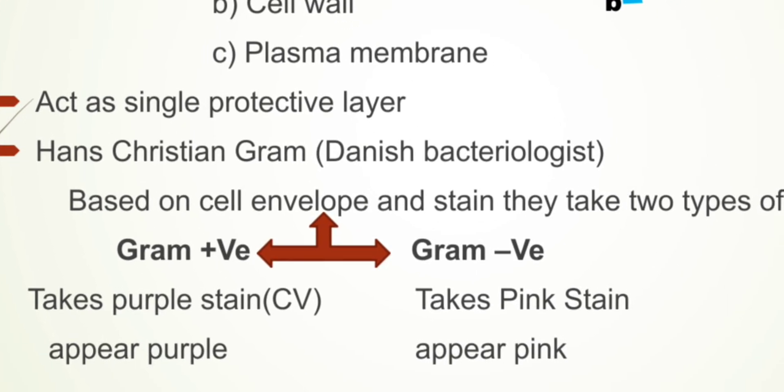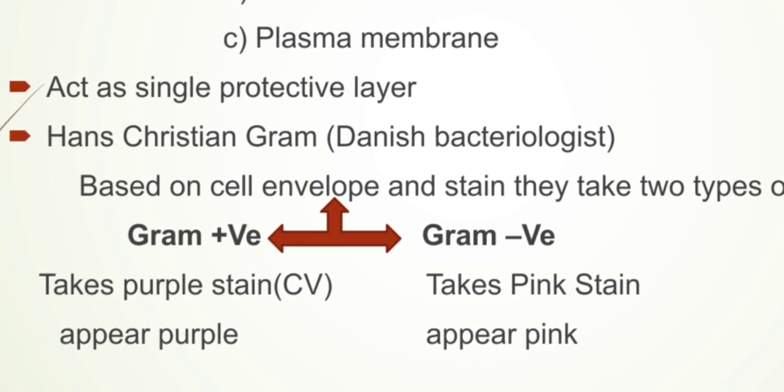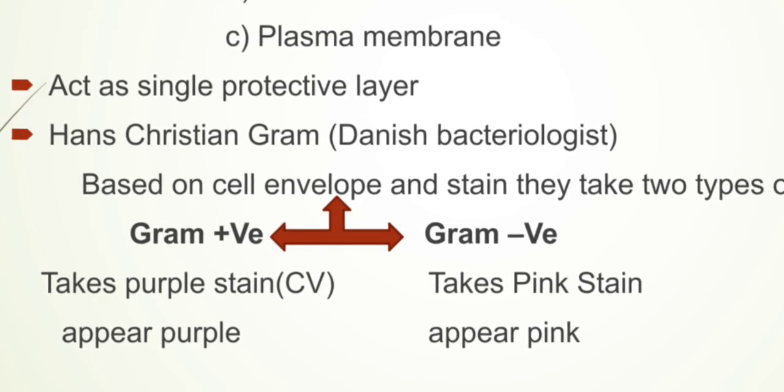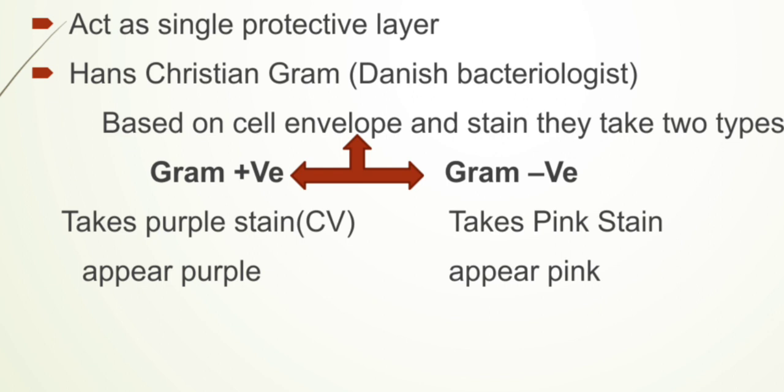Hans Christian Gram, a Danish bacteriologist, tried to differentiate between bacteria by the cell envelope and the stain that it takes. He classified the bacteria into gram positive and gram negative. Gram positive bacteria take up purple stain and appear purple in the microscope. Gram negative bacteria take pink stain and appear pink in the microscope. The purple stain is crystal violet and the pink stain used is safranin.